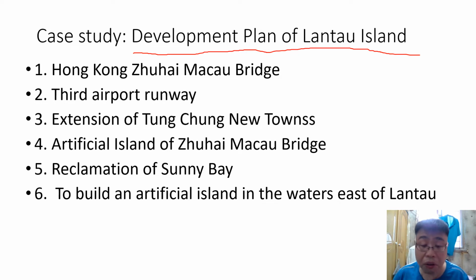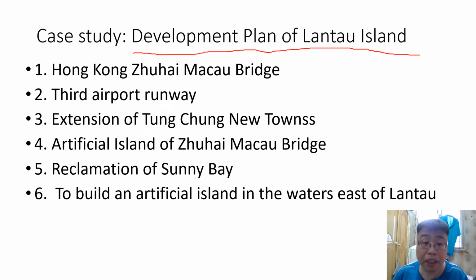The name has already told you that this bridge is to connect Hong Kong and Macau and Zhuhai, so as to facilitate the transport among these 3 major big cities in the Grand Bay area. The second one is the 3rd airport runway, because the Hong Kong airport is now running at full capacity. To maintain its competitiveness and to accommodate more flight transport, the government had decided to build a 3rd airport runway.